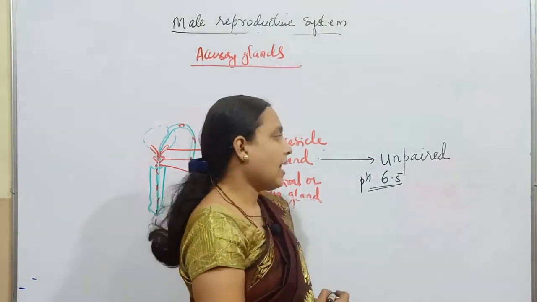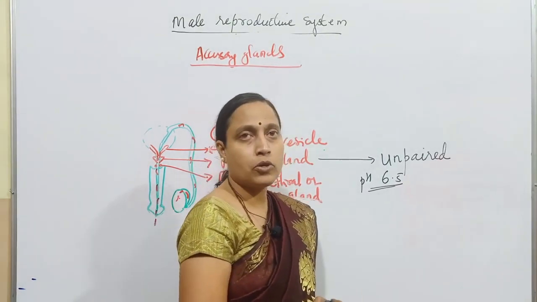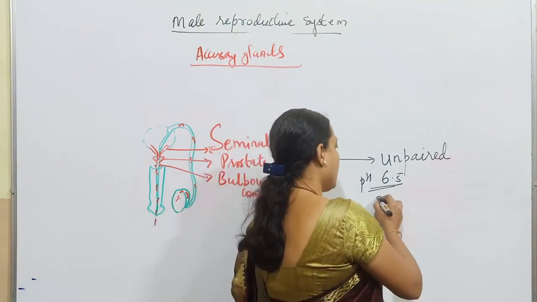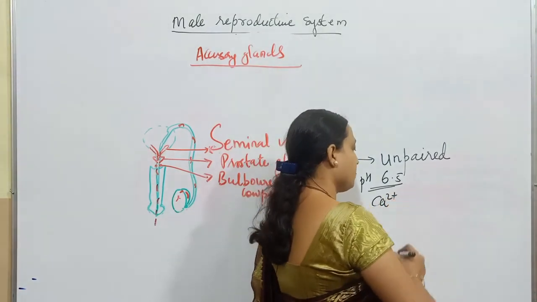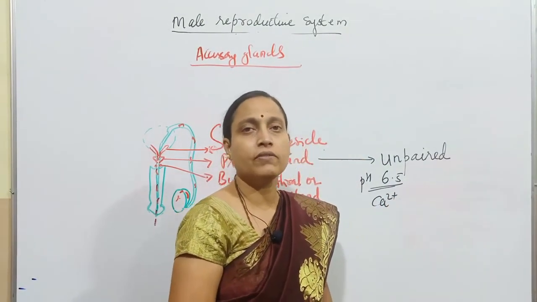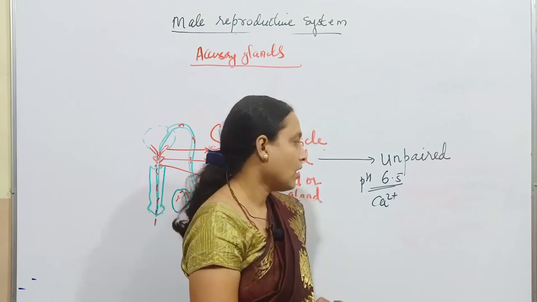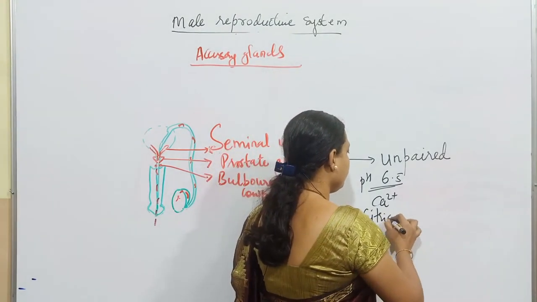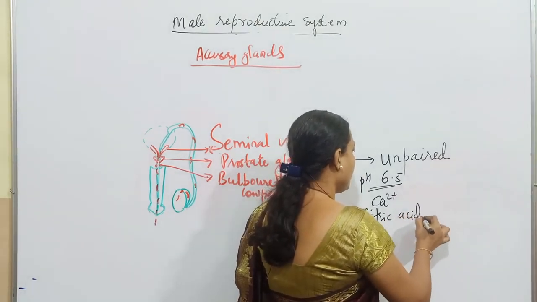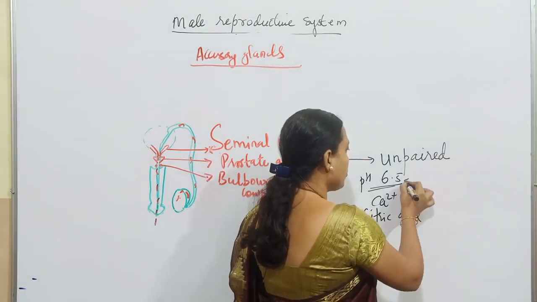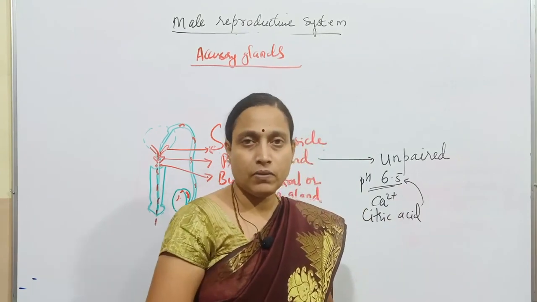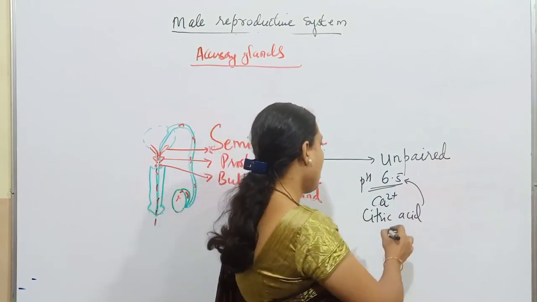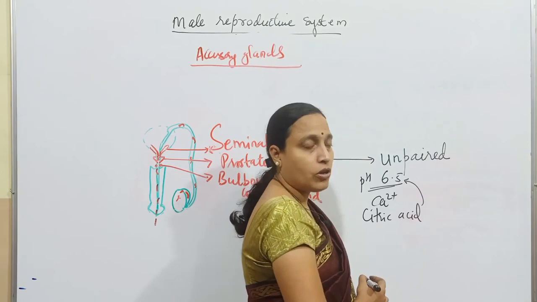And the secretion of the prostate gland consists of calcium ions that can affect the motility of the sperms. And it also consists of citric acid, because of which it can contribute to the acidity of the fluid. And then it also consists of enzymes.